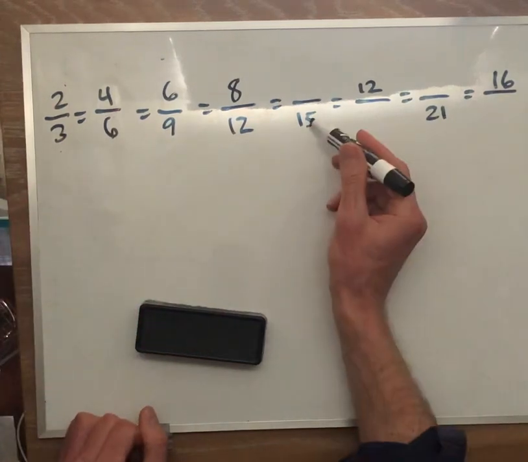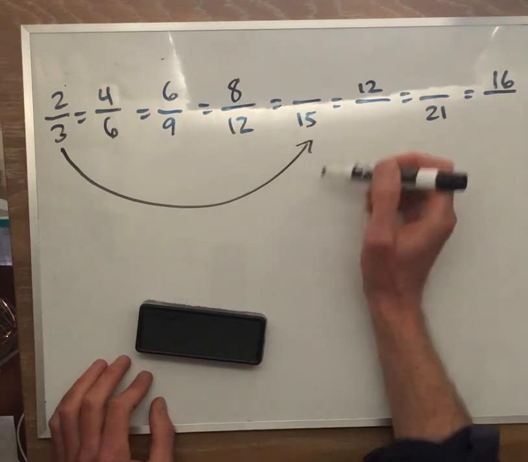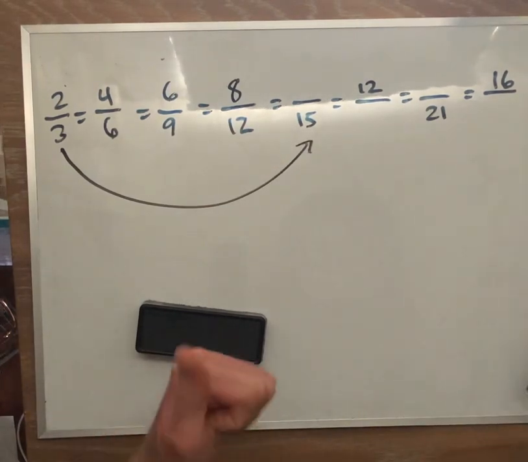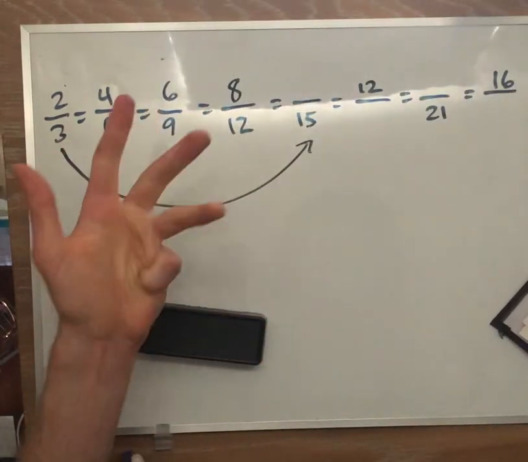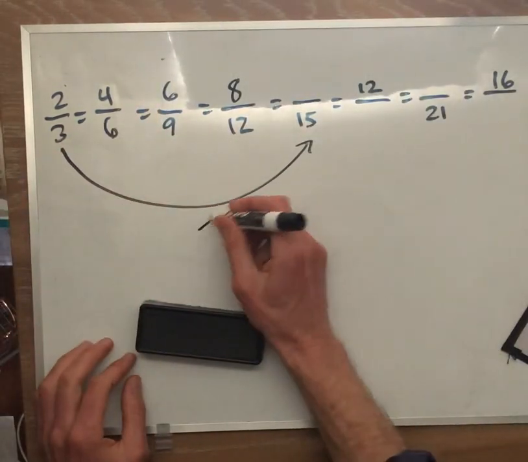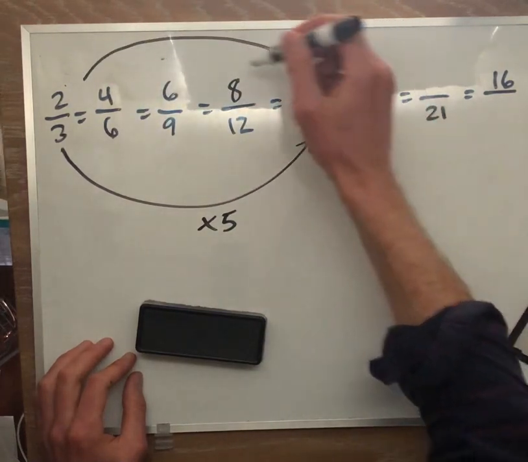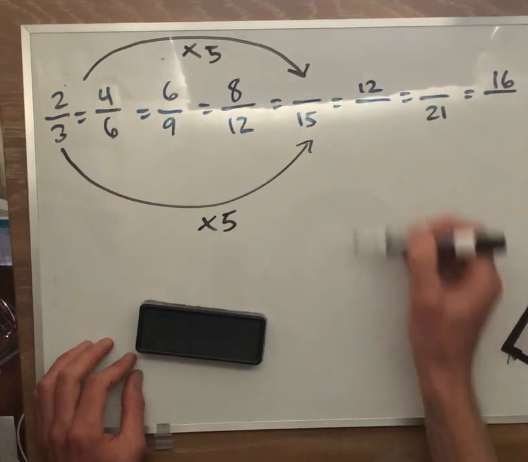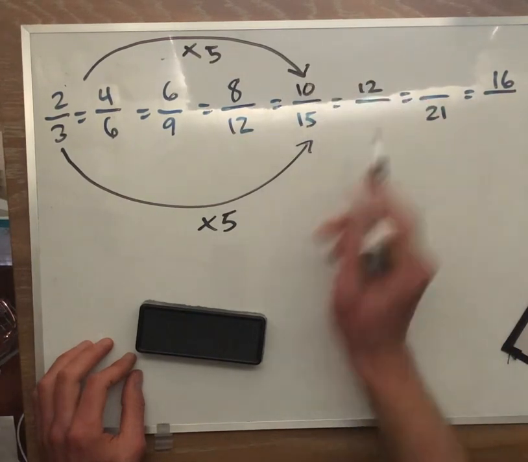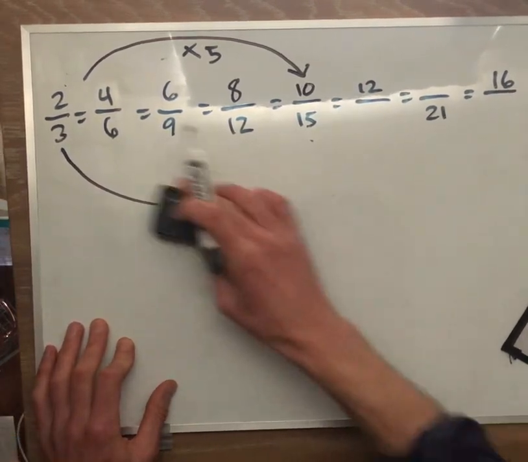Okay, 15. How do we get to 15? 3 times what is 15? 3, 6, 9, 12, 15. 3 times 5. Whatever you do to the bottom, you guessed it, you do to the top. What's 2 times 5? If you said 10, you are correctamundo. All right, moving on.